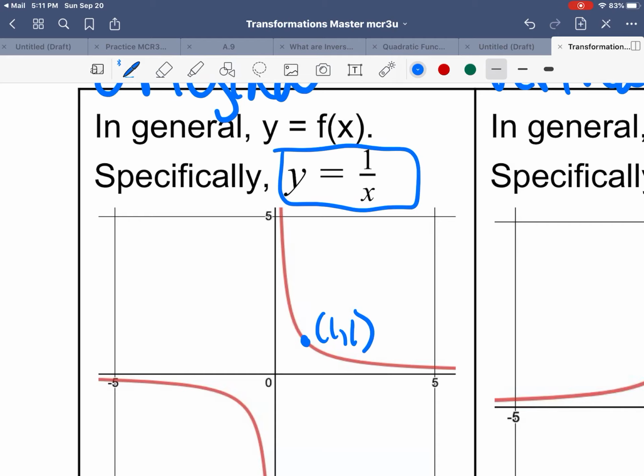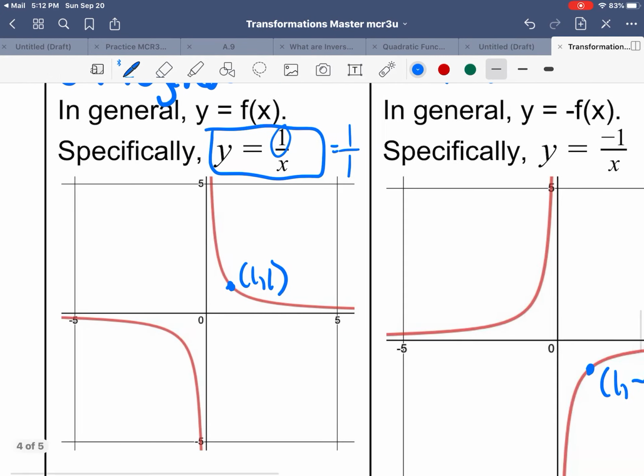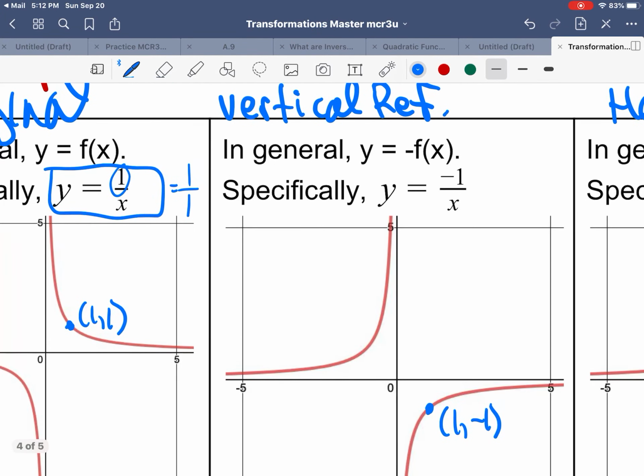We've learned all about the asymptotes and why there are asymptotes in class. I just want to reinforce that if I have this function 1 over x and I replace x with 1, 1 over 1 is 1. So there's an ordered pair in this graph at (1, 1). So what happens when I do a vertical reflection? Well, if I do a vertical reflection, that y value right here becomes negative.